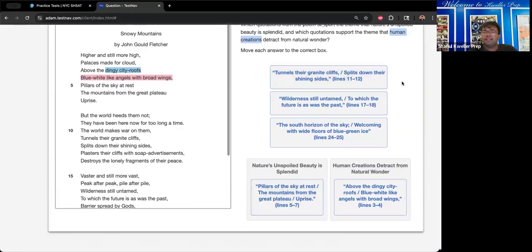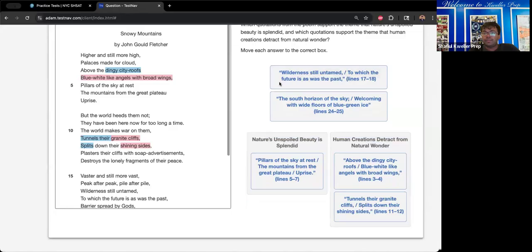"Tunnels, their granite cliff splits down their shining sides." So this is talked about in the stanza where people, this is the word the world heeds them not. It's like people are destroying nature. Tunnels, their granite cliffs, this is what people are doing. And the natural wonder here is, I guess, the granite cliffs actually, and then splits down their shining sides. So shining sides is describing the granite cliffs, and humans are splitting them. So that's the idea here. So this should be under human creations detract from natural wonder.